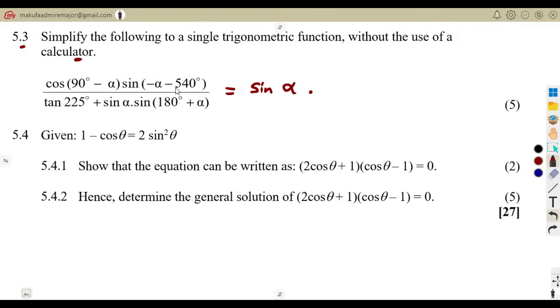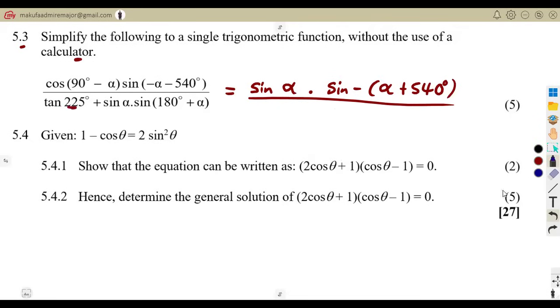This is a negative angle. We can factor out the negative that is common there. So it is going to be the sine of a negative like this. If we factor out this negative, these two will be positive. So it will be alpha plus 540 degrees. All right, alpha plus 540 degrees, everything over what?